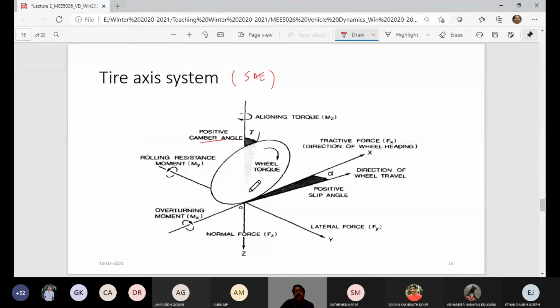Correct? The vertical plane is the XZ plane. The wheel plane is not coincident with this XZ plane. It is at an angle called the gamma angle, the camber angle. Similarly, the heading direction is not along this positive X axis, but at an angle called the slip angle. That's a positive slip angle here. And this is very important, the rolling resistance moment, and how it has come about, that we will see.